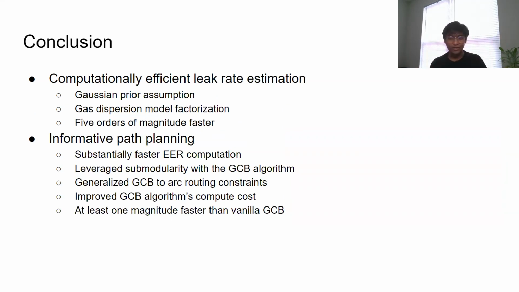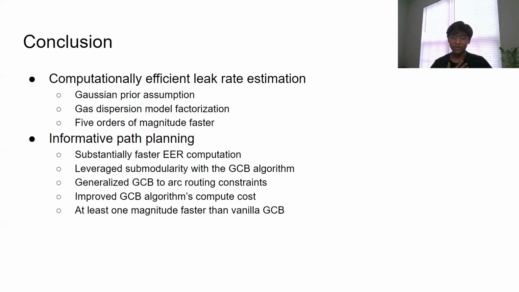And let me conclude with what I've done to sum up. We've addressed the computational efficiency limitations associated with leak rate estimation. We did this by considering a Gaussian prior distribution over the leak rates and factorizing the gas dispersion model. This, in turn, allowed us to derive a Gaussian posterior over the leak rates that can be computed analytically. We demonstrated that this approach converges to true leak rates and can be used for IPP, and moreover is 5 orders of magnitude faster than the prior approach.